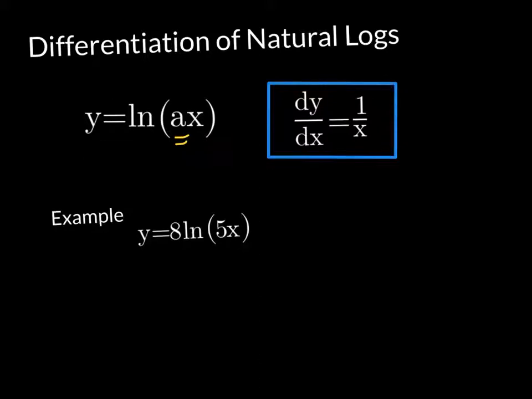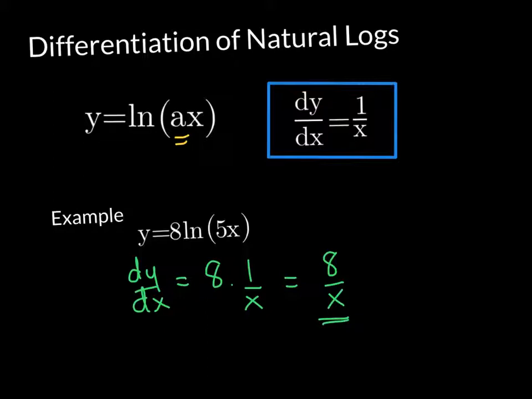So let's take a look at an example. So if we have y is equal to 8 multiplied by the natural log of 5x, then dy by dx is equal to 8, because that's just a constant, multiplied by the differential of the natural log of 5x, which is just 1 over x, okay? So the 5 is not part of the differential. So we can then just write that as 8 over x. And that's our final answer for that example.